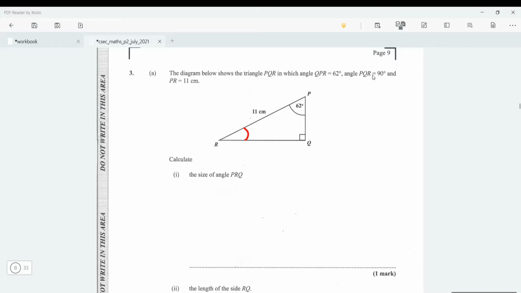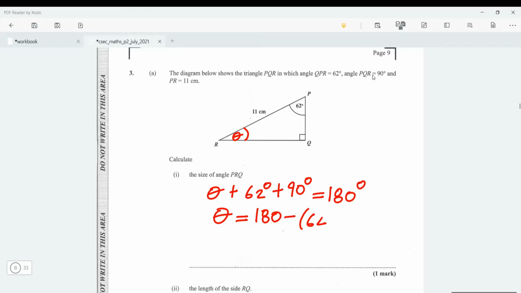So we can call this angle theta. Then what we do know is that this angle theta plus 62 degrees plus, they told us, this angle is 90 degrees. We know that angles in a triangle sum to what? To 180 degrees. Since angles in a triangle sum to 180, we can make theta the subject. And so all we need to do is subtract 62 degrees plus 90 degrees from 180. So it's going to be 180 minus (62 plus 90).